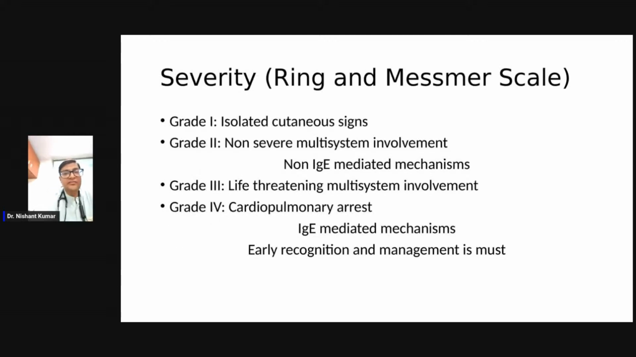So, how do we rate the severity of anaphylaxis? There's the Ring and Messmer scale, which is basically not for patients under anesthesia, but in general. So grade 1 is isolated cutaneous signs, grade 2 is non-severe multi-system involvement, usually because of non-IgE mediated mechanisms. Grade 3 is life-threatening multi-system involvement, and grade 4 is cardiopulmonary collapse or arrest, which is usually due to IgE mediated mechanisms, and early recognition and management is an absolute must in this particular case. Next, please.